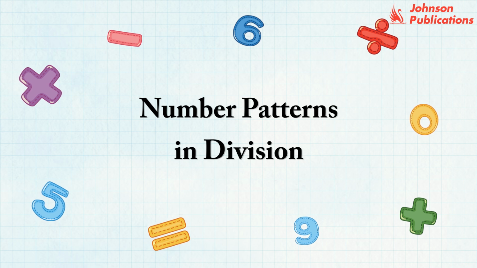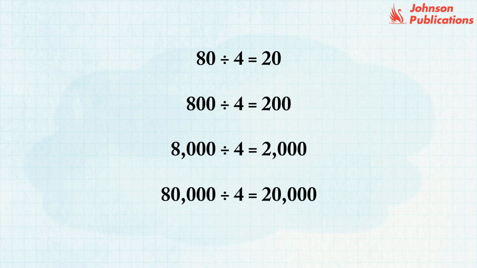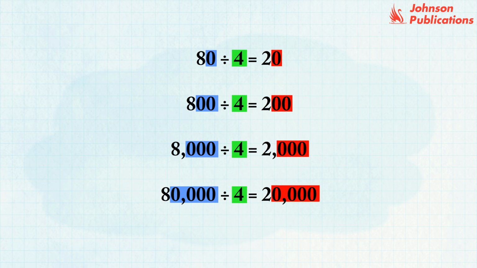Number patterns in division. Look at this number pattern. In this pattern, we observe that each time we add a 0 to the right of the dividend and divide it by 4, the same number of zeros get added to the quotient.